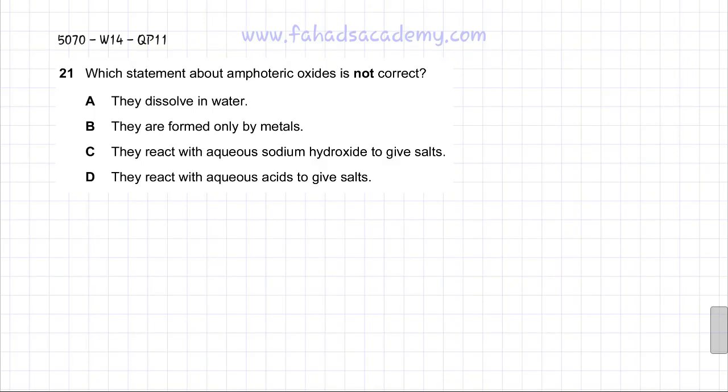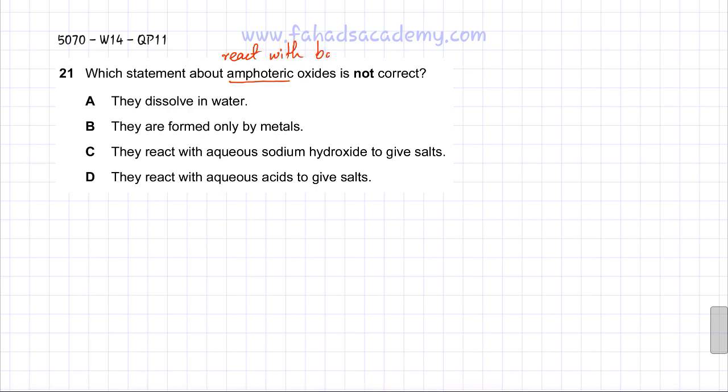The following question is about amphoteric oxides, and the question states, which statement about amphoteric oxides is not correct? First thing we need to do is figure out what is the meaning of the term amphoteric, and what do you mean by amphoteric oxides. Amphoteric is the word that is used for substances that can react with both acids and bases.